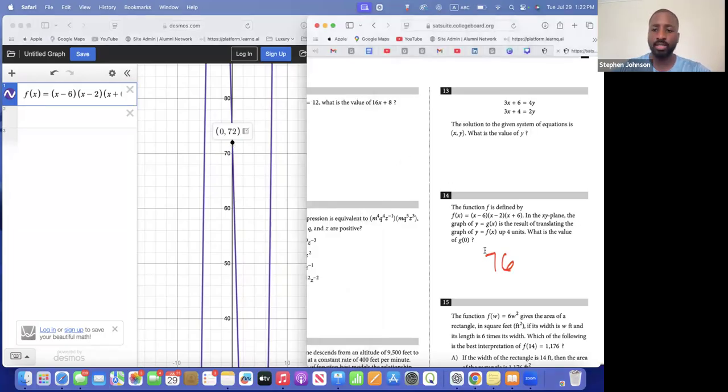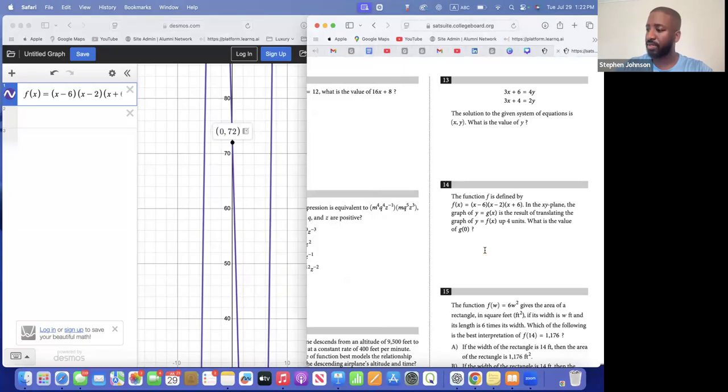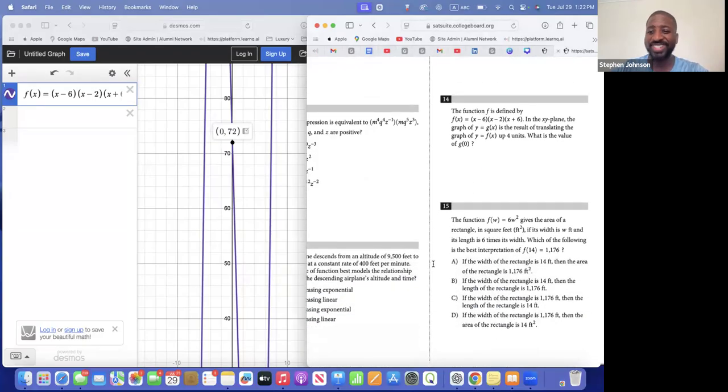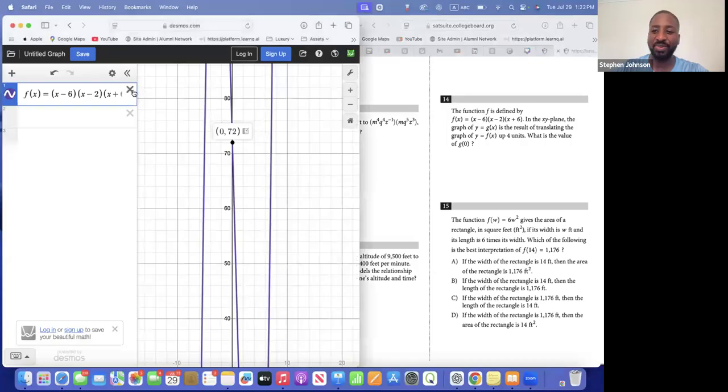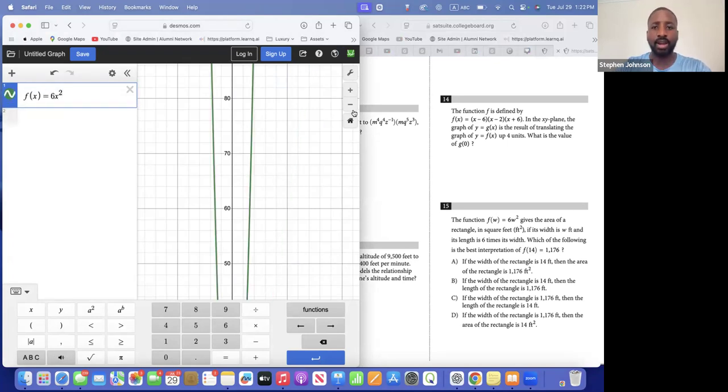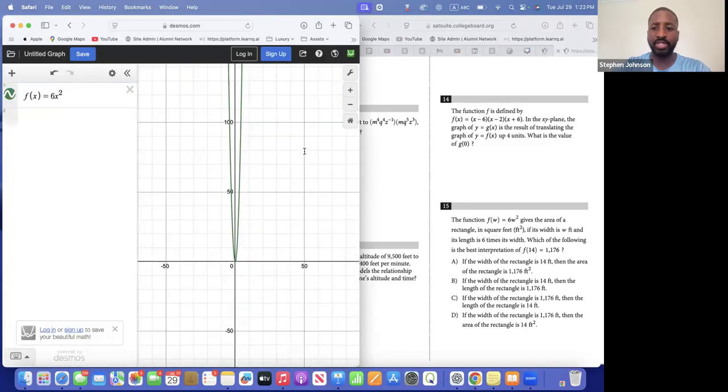Let's move on. So let's get rid of that off the screen. So let's see number 15. 15 also has an equation. So let's see, f of w equals 6w squared. I tend to not use anything outside of x and y on Desmos, so I'm just going to call this f of x equals 6x squared. And we see that's our graph there. So at least now we have a visual.